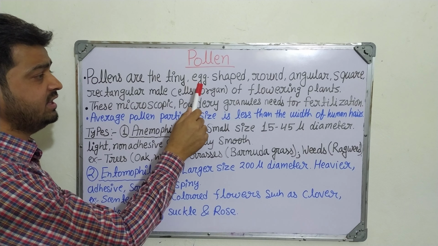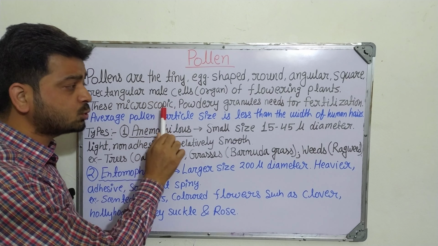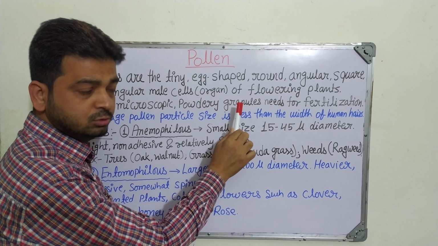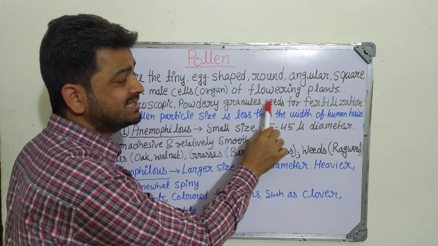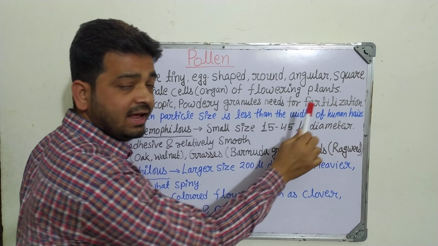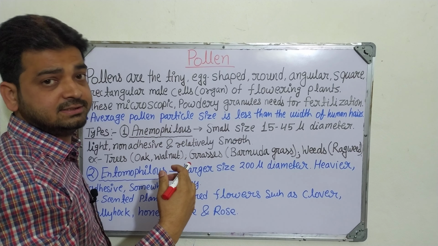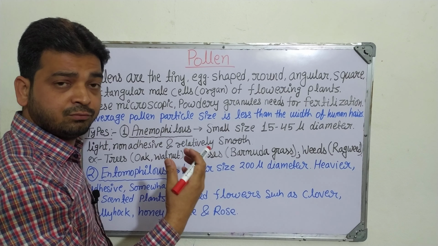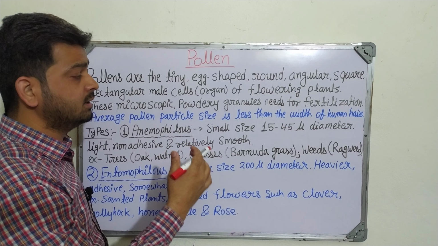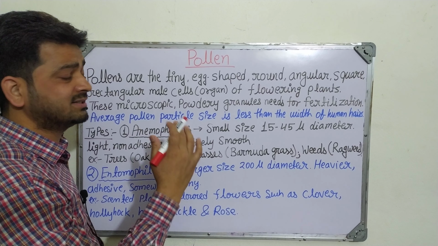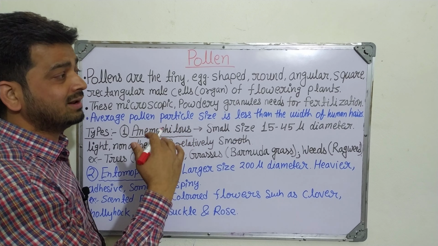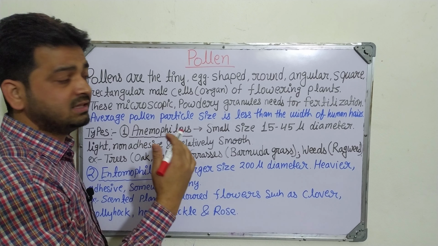They are very small in size. These microscopic powdery granules are necessary for plant fertilization. Whenever plant fertilization takes place for the purpose of fruiting, it is done by these pollen grains only, right? The transmission of these particular eggs has to be done by the pollens, right?